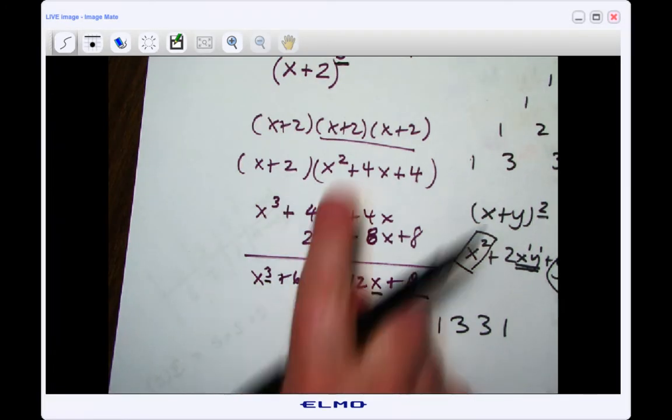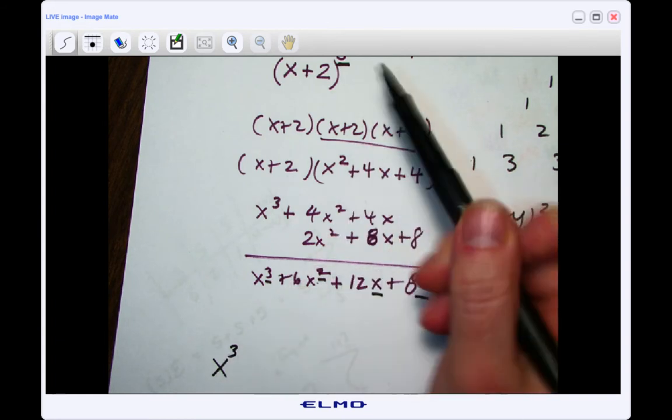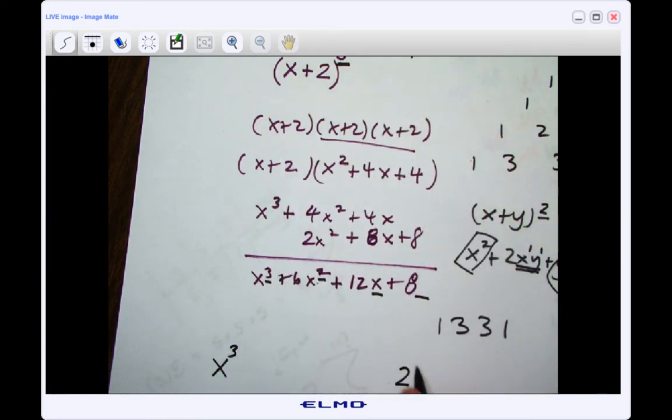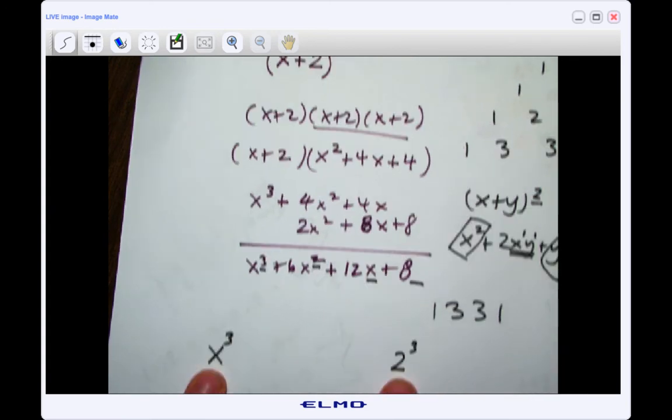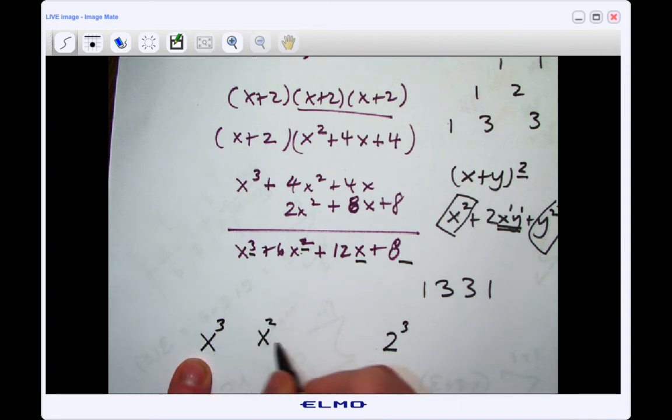And I'm going to start with an x to the third because it's the first one. And I'm going to end with a 2 to the third, just like I ended with the y squared. I know that's going to happen. And then for the ones in the middle, the x will go down by 1. It'll go x to the second. And since this has 2 to the 0, we'll have a 2 to the first.